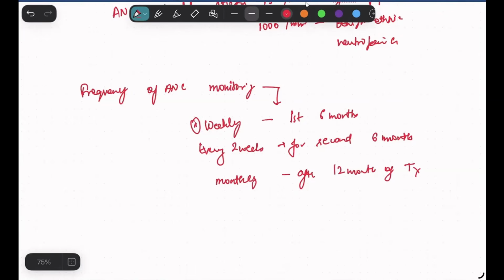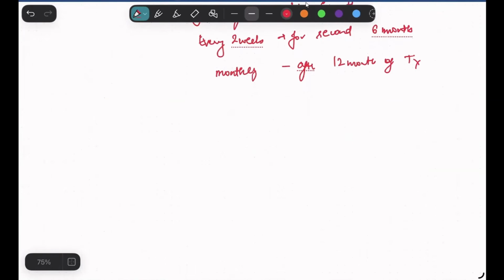Okay. And what is the ANC threshold for neutropenia? The minimum ANC threshold that is not classified as neutropenia is now 1500 per millimeter cube, but previously it was around 1000 per millimeter cube.